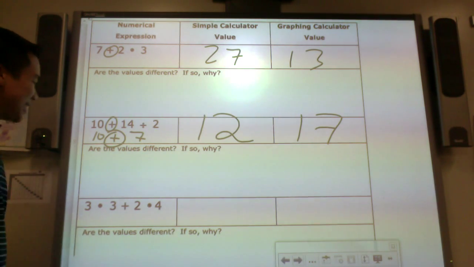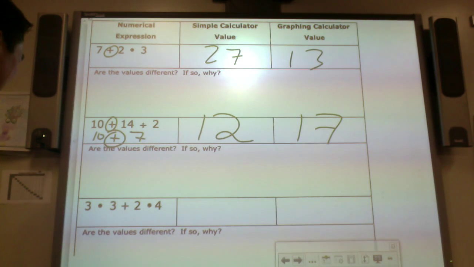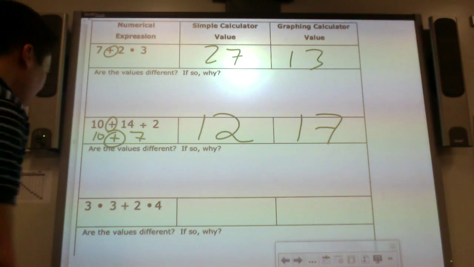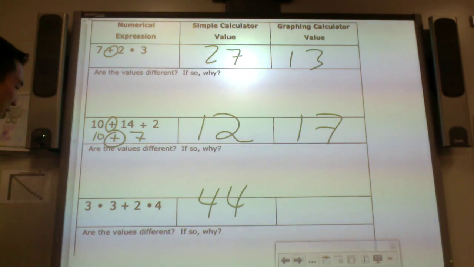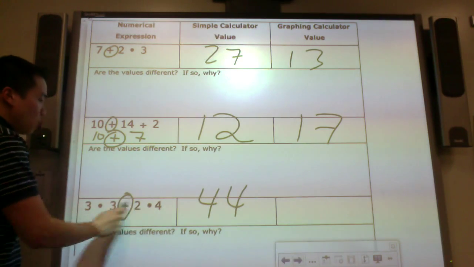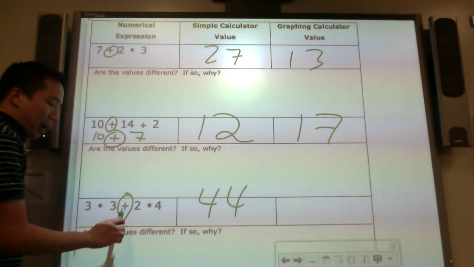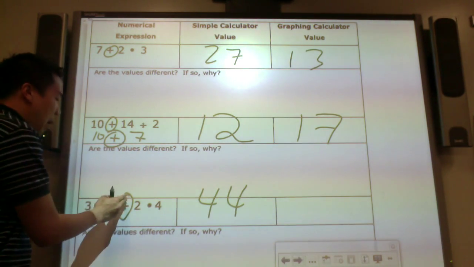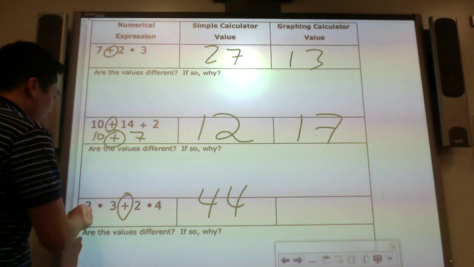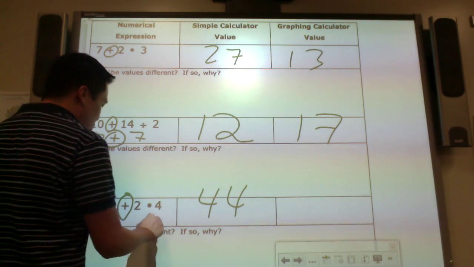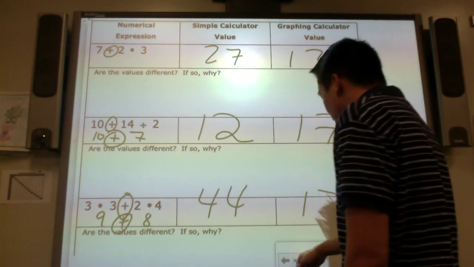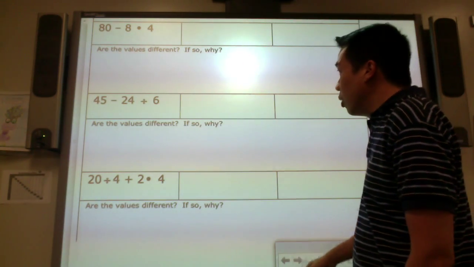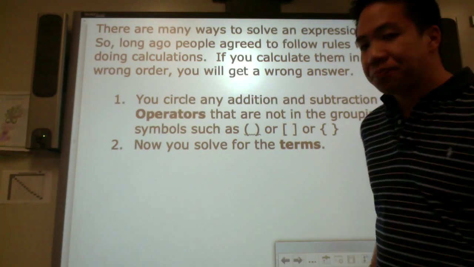Next question. A simple calculator will say that the answer is 44, which is wrong. A graphing scientific calculator will see these as 2 terms. The addition is an operator that separates the terms. 3 times 3 is 9, 2 times 4 is 8, so 9 plus 8 is 17. So, we have all these different examples.